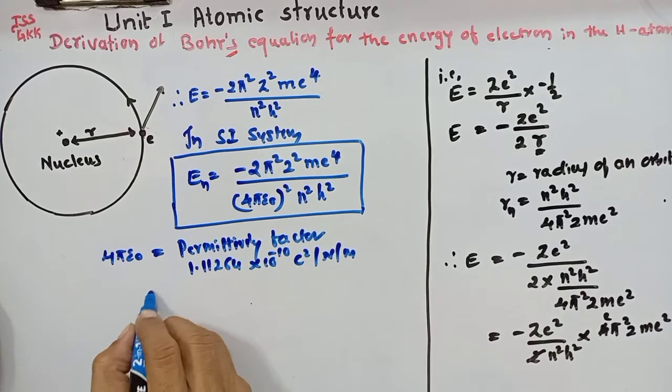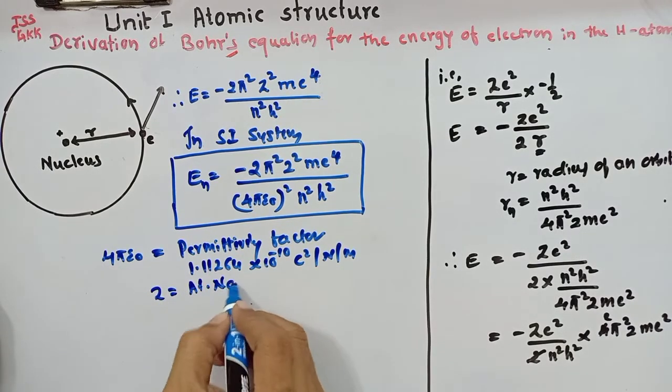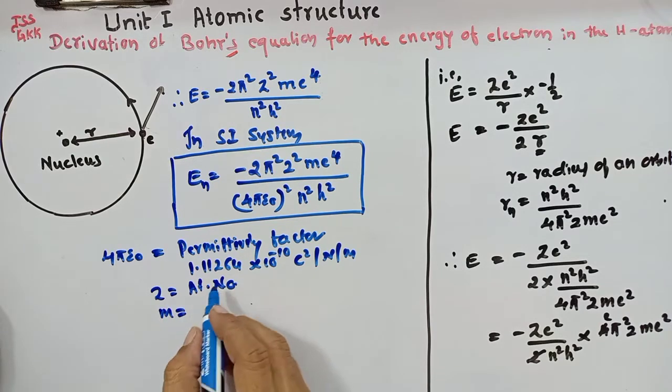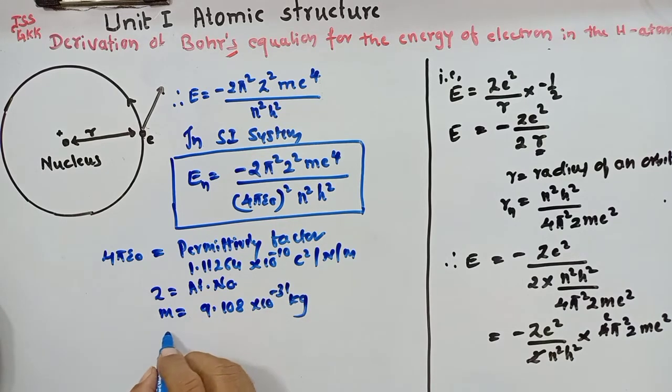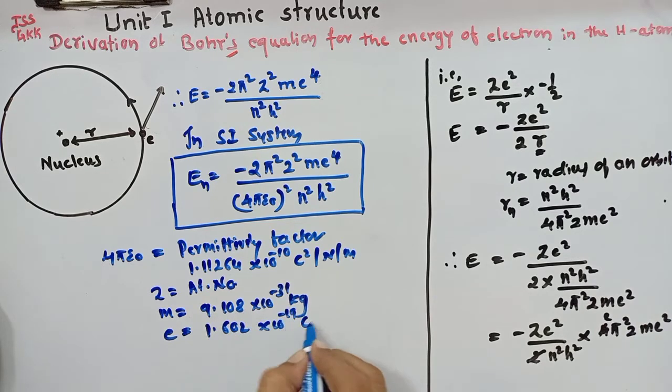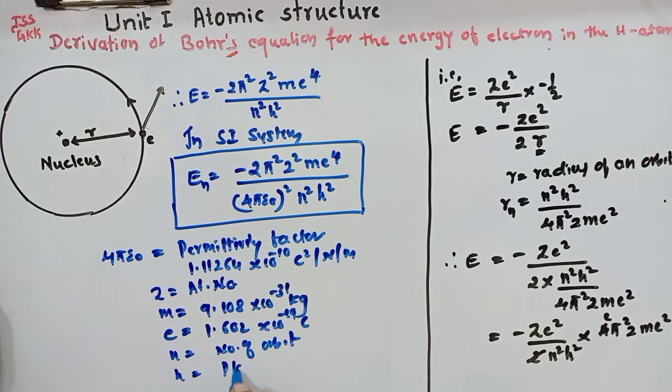Here Z is the atomic number, m is the mass of the electron, that is 9.108 into 10 raised to minus 31 kg, and e is the charge on the electron, that is 1.602 into 10 raised to minus 19 coulomb. n is the principal quantum number or the number of the orbit, and h is Planck's constant, and its value is 6.626 into 10 raised to minus 34 joule second.